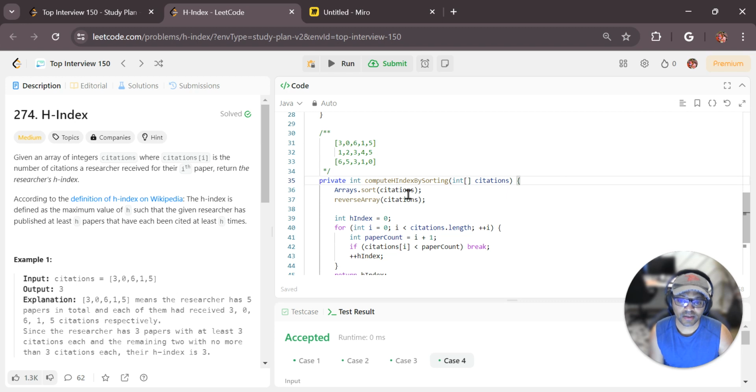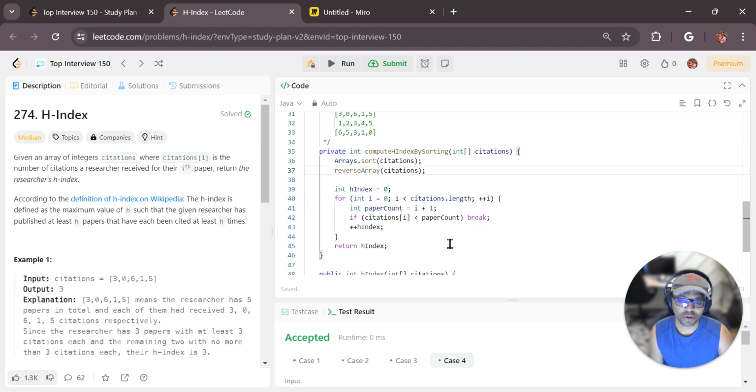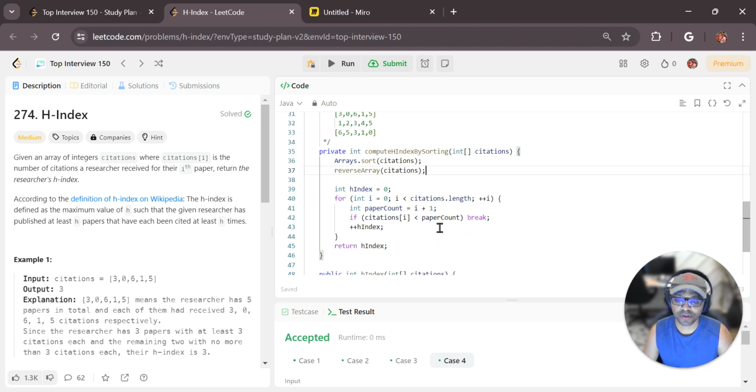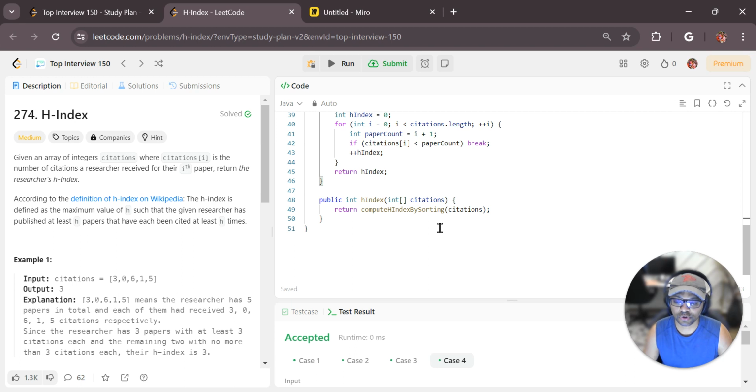And so in reality, we should make a copy of this input citations array and then sort that and stuff like that. So even though this implementation is O of 1 memory, if we do the right thing for the user, it will be O of n memory. Just a note that came to my head, so I wanted to share that.